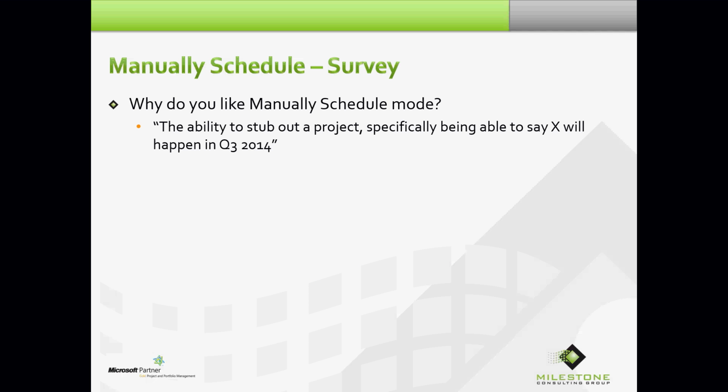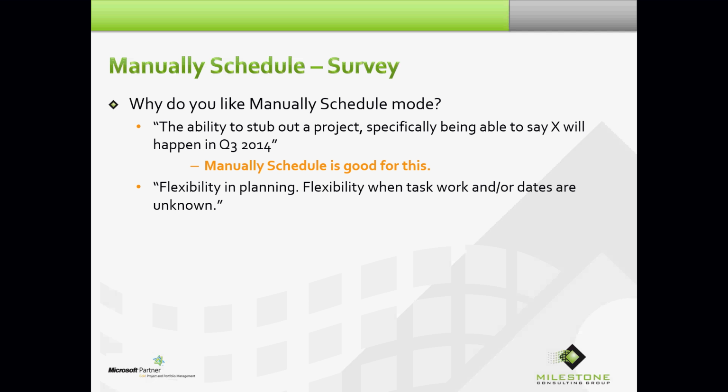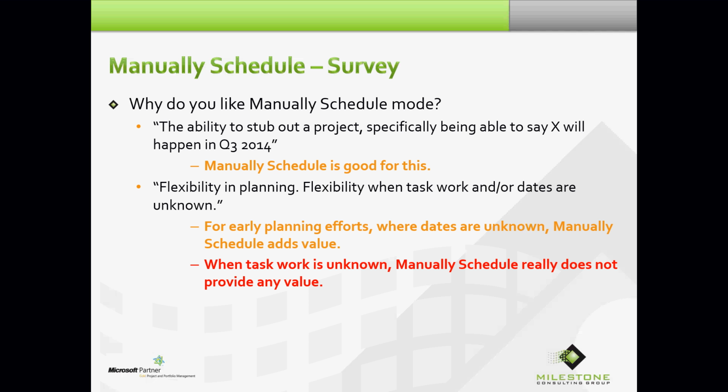Why do you like manually scheduled mode, continued? The ability to stub out a project, specifically being able to say X will happen in Q3 2014. Manually scheduled is good for this. Early planning efforts, top-down planning. Somebody said flexibility in planning. Flexibility when task work and/or dates are unknown. Okay? For early planning efforts where dates are unknown, manually scheduled adds value. When task work is unknown, manually scheduled really does not provide any value.